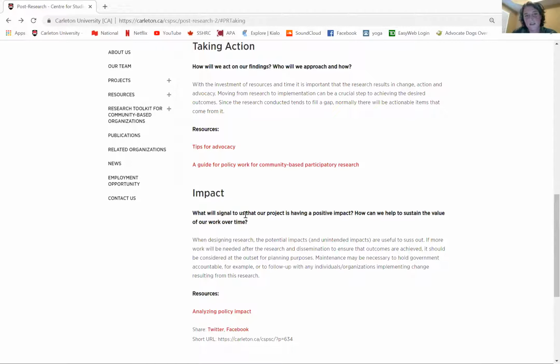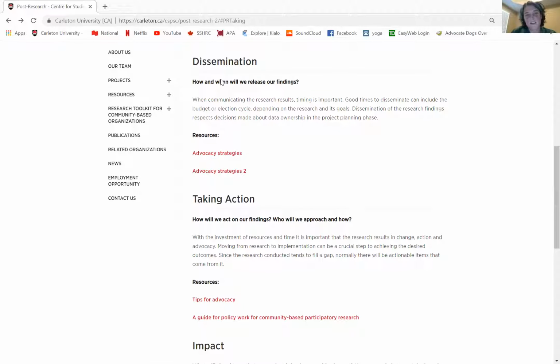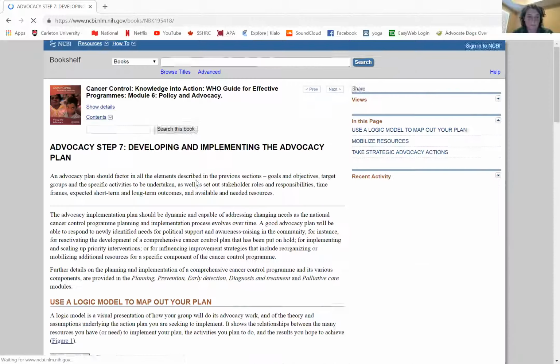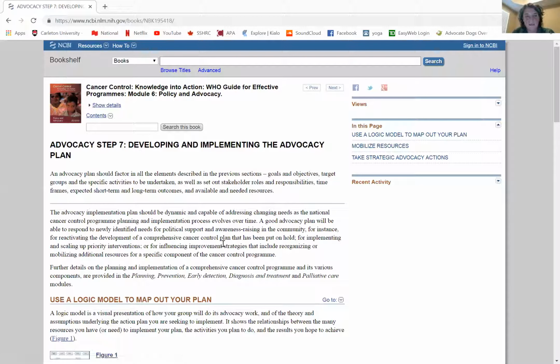Also, under the dissemination section, we have some different advocacy strategy resources as well. In this one, it talks about using a logic model to map out your plan for advocacy. So really thinking about that end result in the beginning of the research process and throughout, so that when it comes to the end, we have an idea of what we're going to do with the research results.